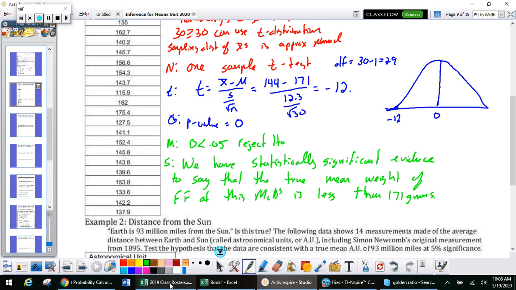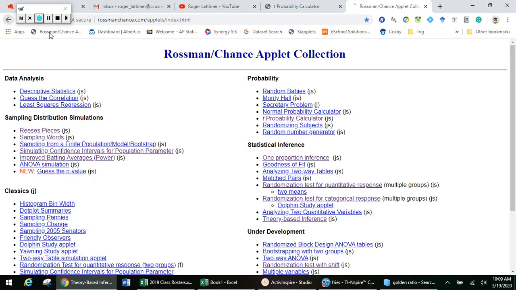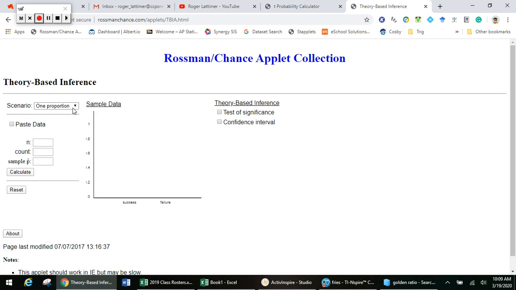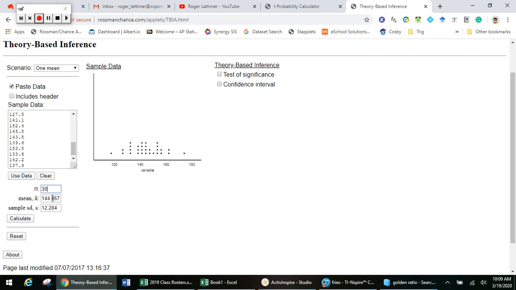And make my life a lot easier. So let's go through first. If you go to rossmanchance.com, and go to theory-based inference, the same applet that I showed you last time, down here at the bottom. If I go to one mean, because that's what I have, and I paste or type in the data, here's all the fries, and I click use data. Notice, it gives me n, x bar, and s, and look at this graph. Pretty symmetric and mound shaped. So even if I didn't have a large sample size, I would still be good with using my t-distribution, because there's no skewness or outliers, so we're good.